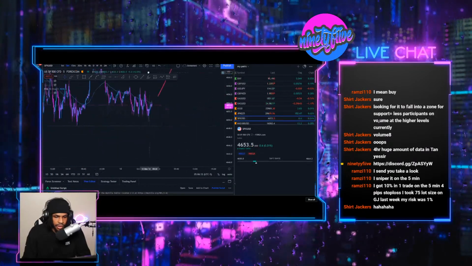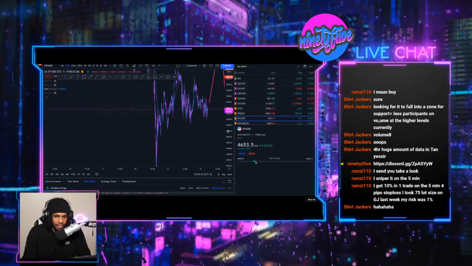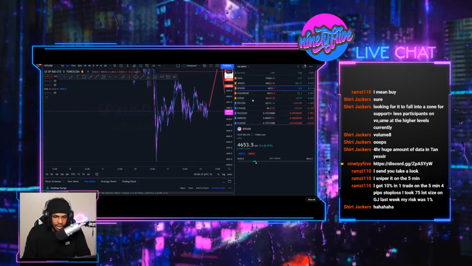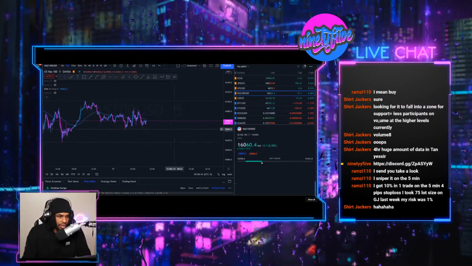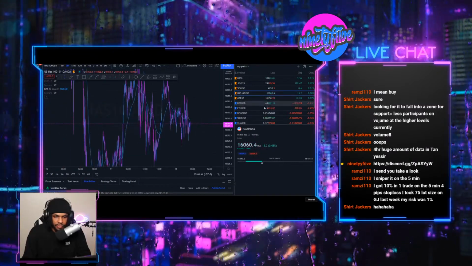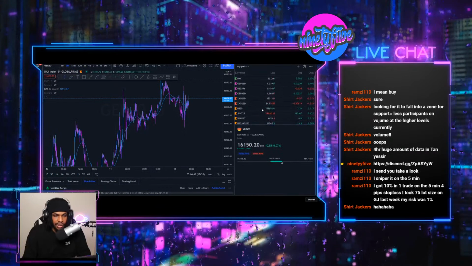JPN225, not really looking nice. SPX. Yeah, the indices have been doing a lot, so they tend to move a bit more during the New York session anyway, so I'm not expecting anything crazy out of them.